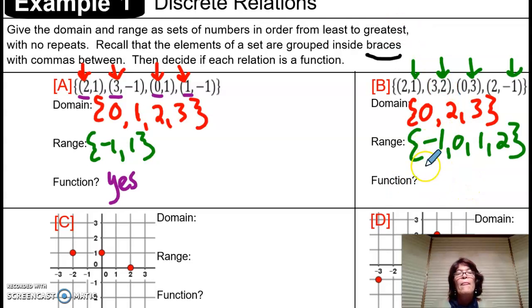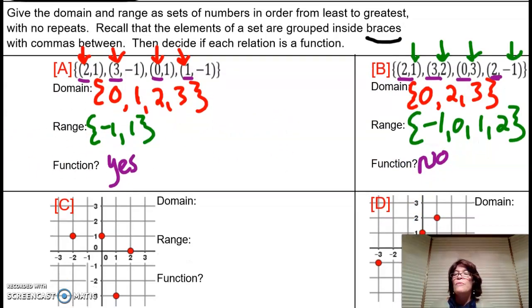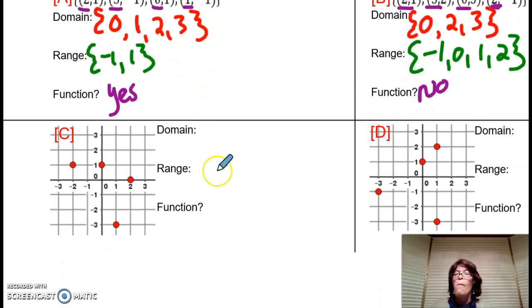Function. What do you think? Is this a function? Yes or no? Let's look at the x coordinates and see if we have any repeats. 2 is mapped to 1. 3 is mapped to 2. 0 is mapped to 3. Oh, and then 2 is mapped to -1 when it was already mapped to 1. It's not a function. We can't have an x value going to 2 different y's.